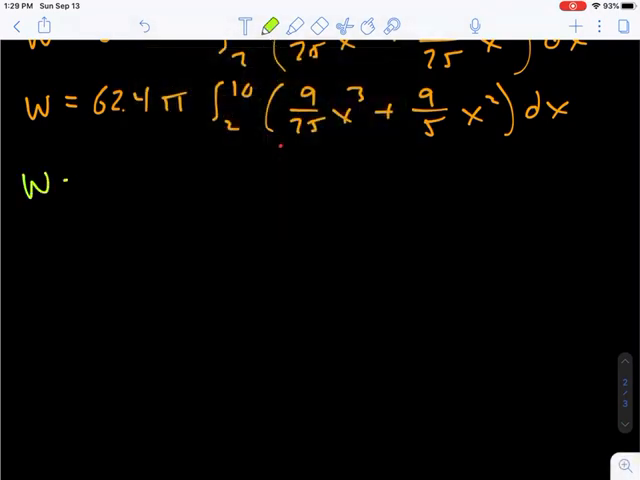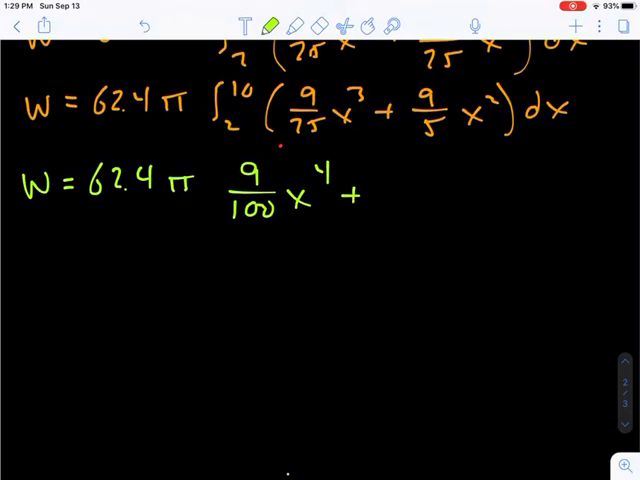So work is 62.4 pi. And so 9/25 x to the fourth divided by 4 is 9/100 x to the fourth. Plus we have 9/5 x cubed divided by 3. So 3 times 5 is 15. So that's going to be 9/15 x cubed evaluated from 2 to 10.